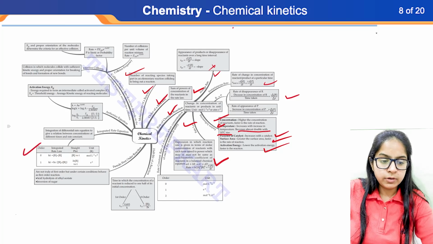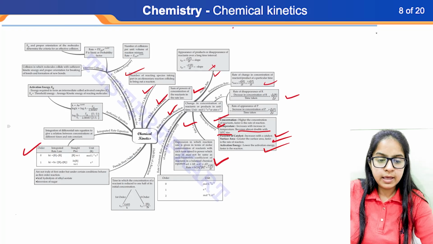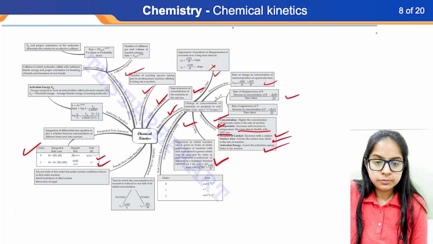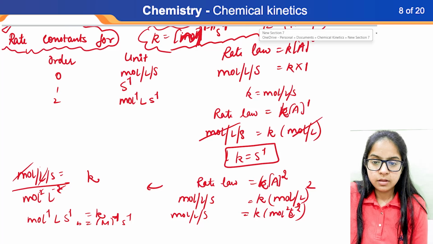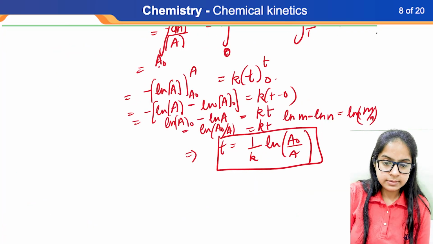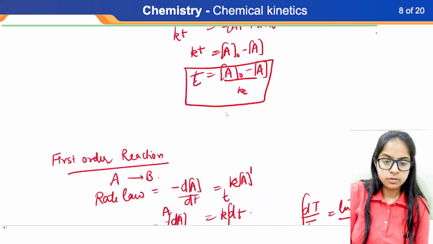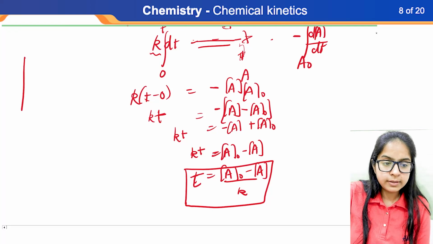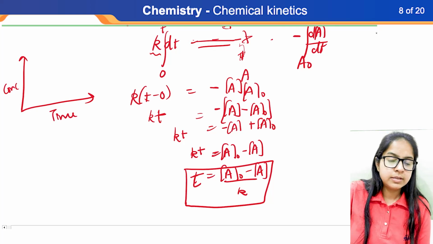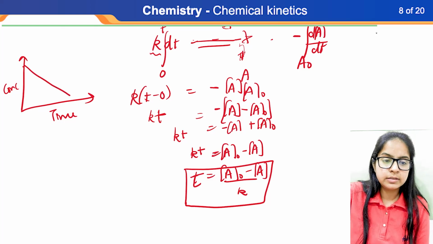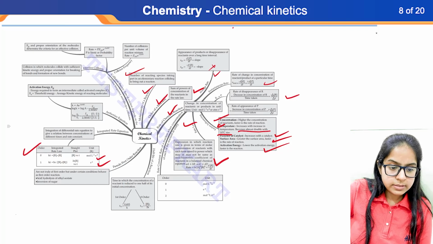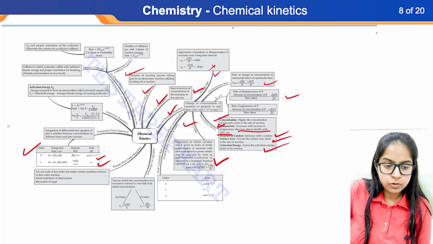I have covered this A naught by A. Now I'm going to tell you the graph plotting. I have explained the unit of rate constant for the zero order and first order reaction. So I have this rate law. Suppose I want to tell you the graph of concentration versus time. Then it is going to decrease. It's a straight line. R versus T is a straight plot.